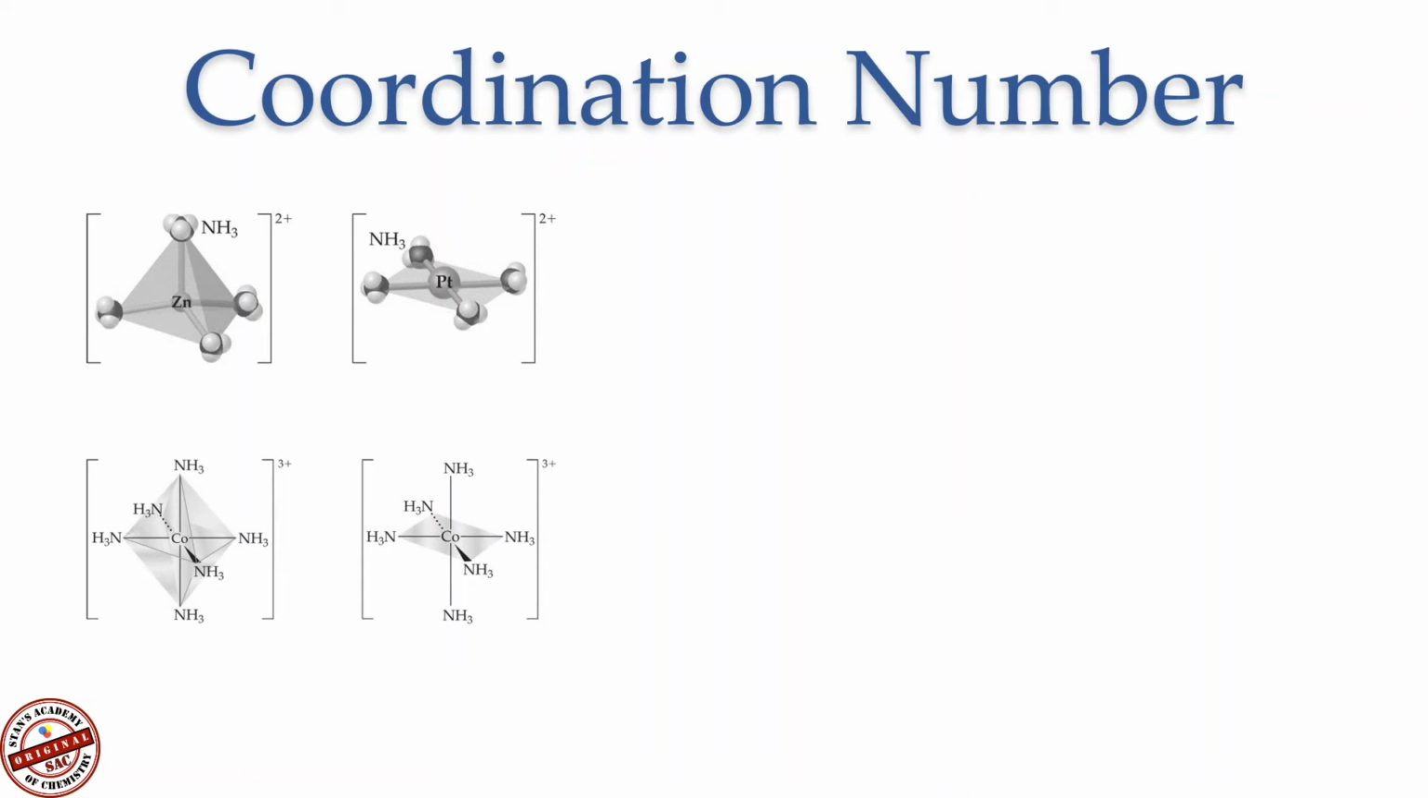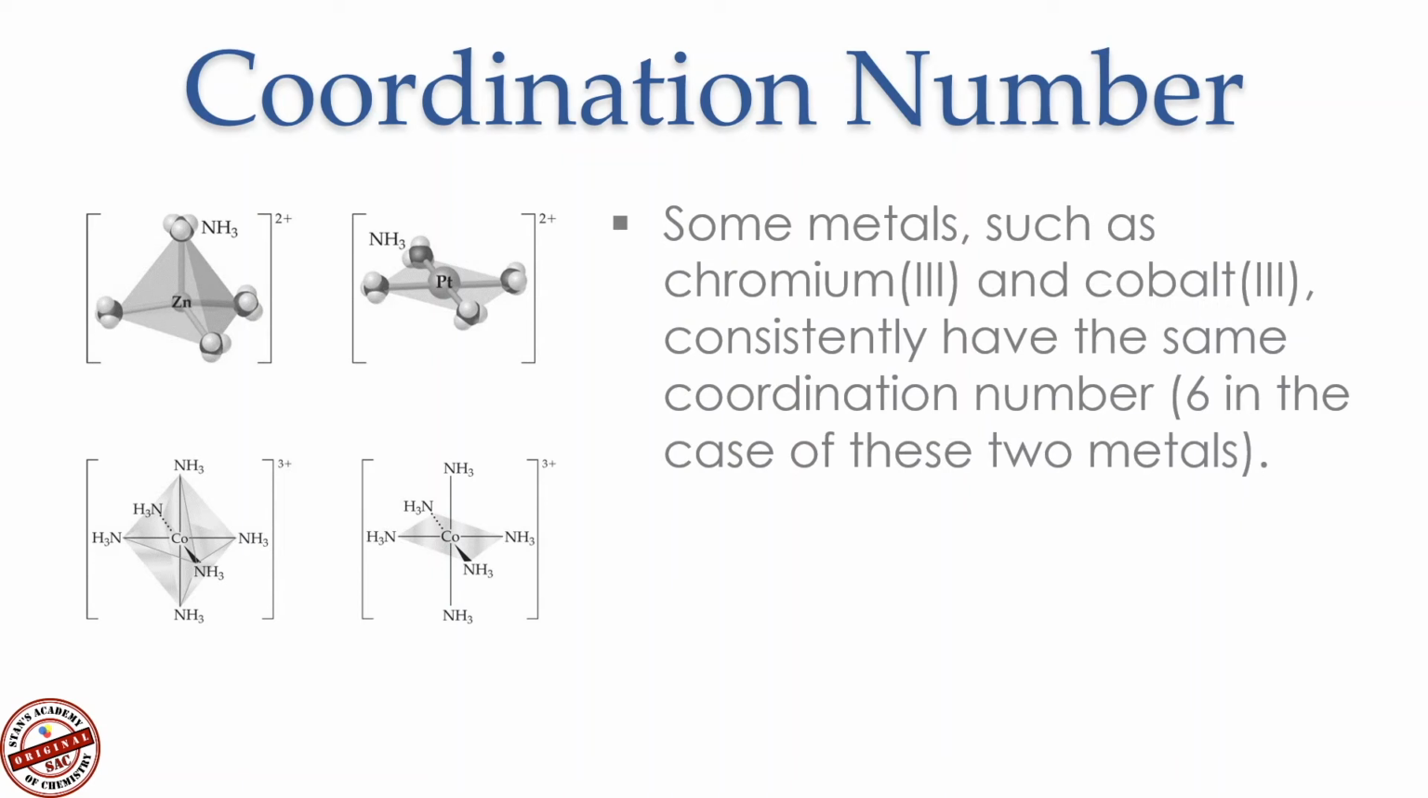If you have 6 bonds, the hybridization is sp3d2, and SF6 is an example which you have already seen. So the same applies to even coordination compounds. If you have 6 ligands, they tend to form octahedral complexes. So this is a general statement. Some metals such as chromium and cobalt consistently have the same coordination number, 6 in the case of these two metals.